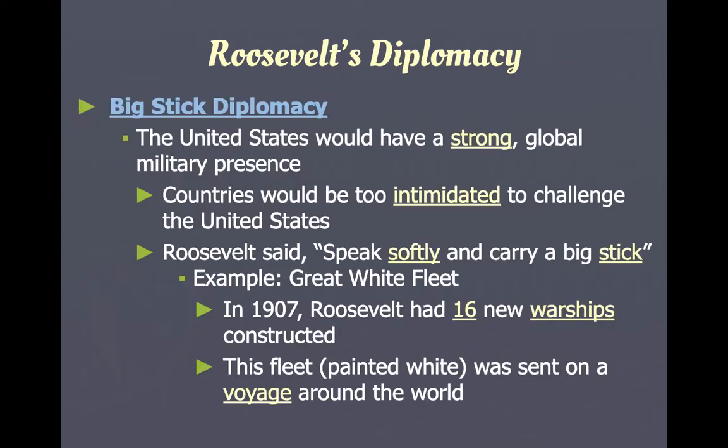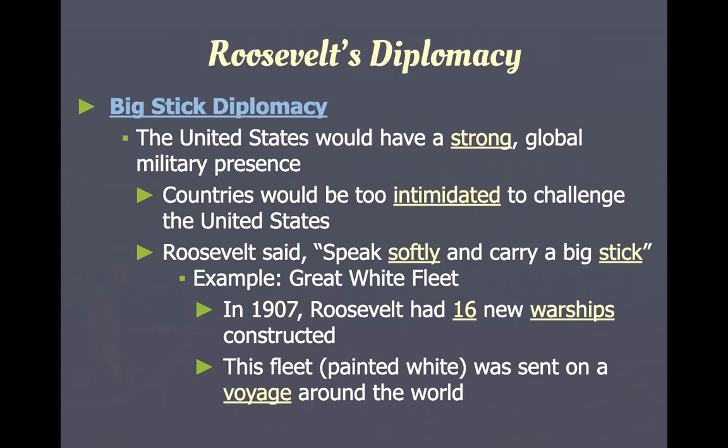So he believed in what was called big stick diplomacy. His famous phrase was "Speak softly and carry a big stick." The U.S. would have a strong global military presence, and because we were so powerful, other countries would be too intimidated to challenge us. And so, like I said, he said, speak softly and carry a big stick.